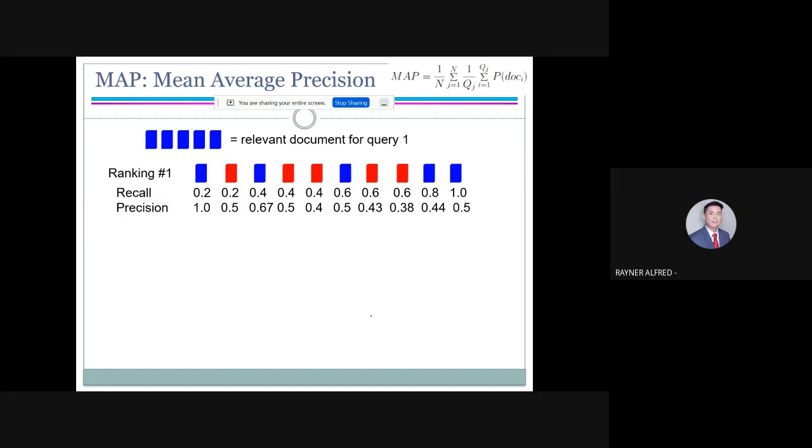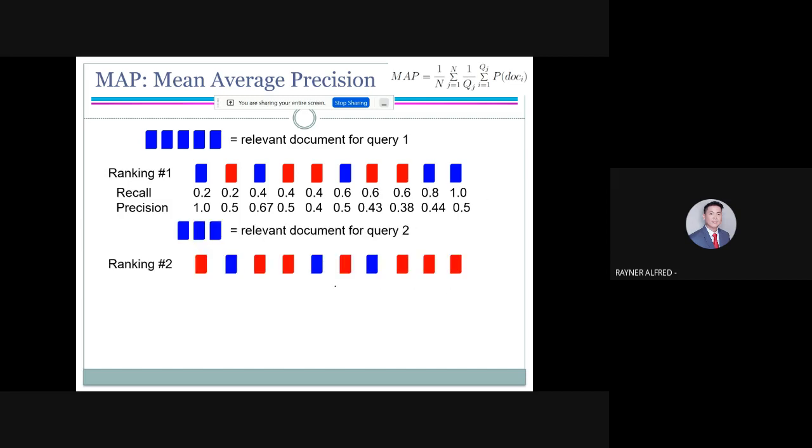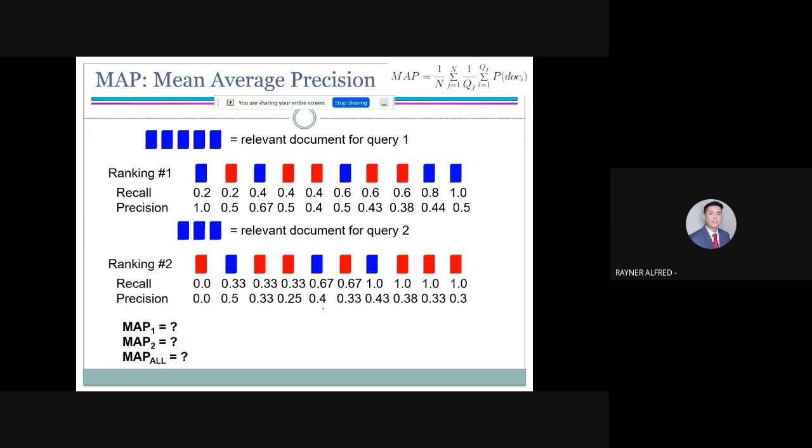This you should be able to compute. For query number 2, we only have 3 relevant documents, so we will have different recall and precision. So these are the numbers. So what is MAP here? What is the area under the curve for this one?